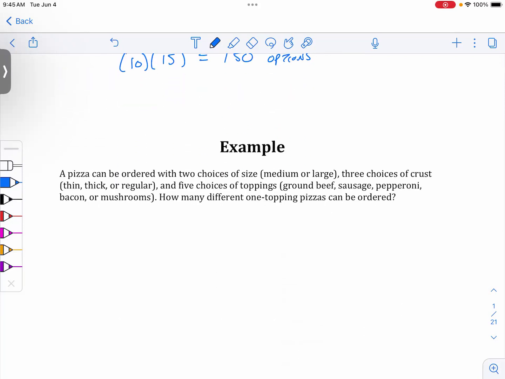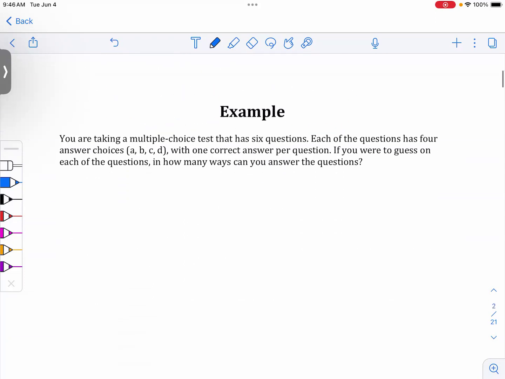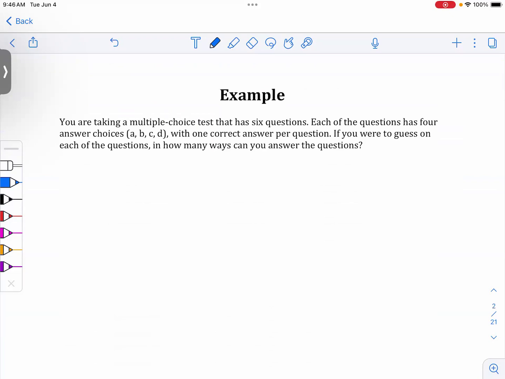A pizza can be ordered with 2 choices of size, medium or large, 3 choices of crust, and 5 choices of toppings. How many different one-topping pizzas can be ordered? All right, so 2 sizes, 3 crusts, 5 toppings gives us 30 options. So again, very, very simple concepts here.